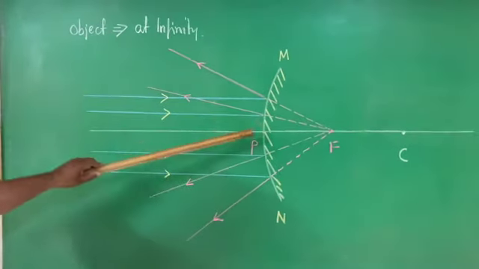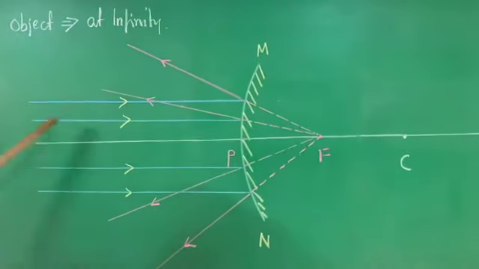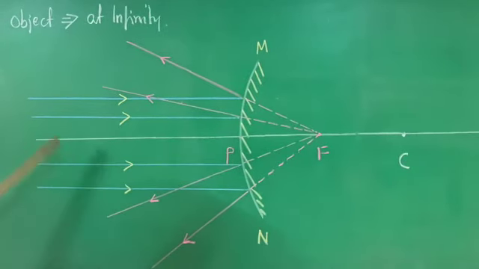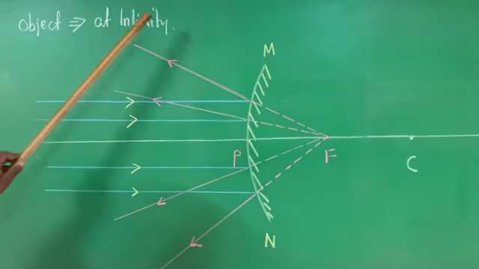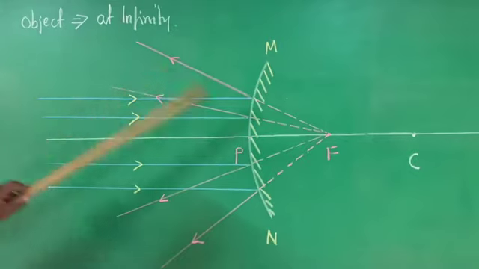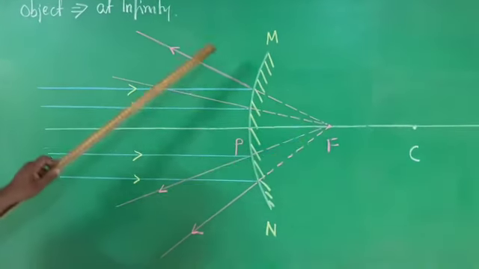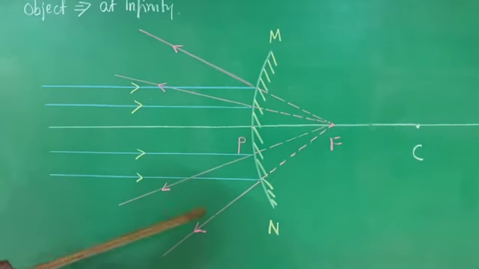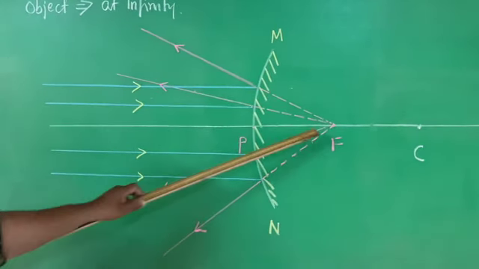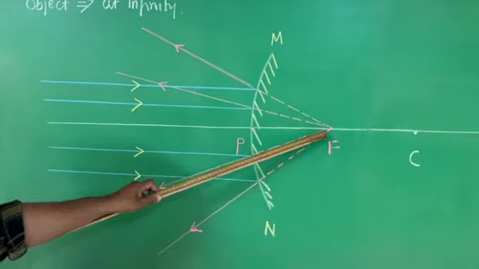These red lines are reflected rays. Blue lines are incident rays. Incident ray is parallel to the principal axis. And all the red lines appear to diverge from the principal focus. Now imagine, all these reflected rays coincide at a point. Which is the point? Principal focus.